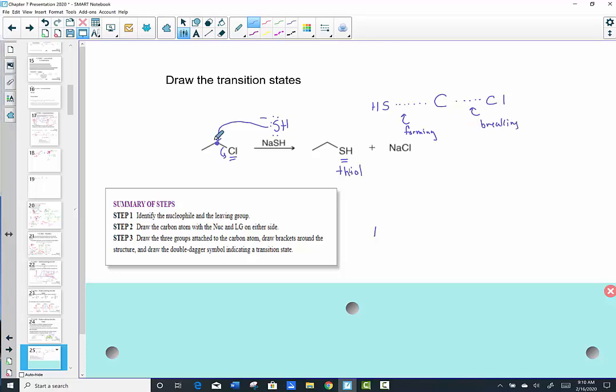Now you've got other attachments here. There's 2 hydrogens, and you have another carbon down here. Then you see this in a bracket, and you see it with a double dagger sign there. That would represent the transition state of this bimolecular collision.